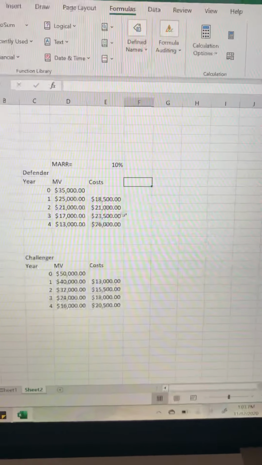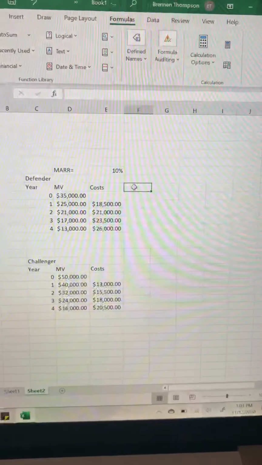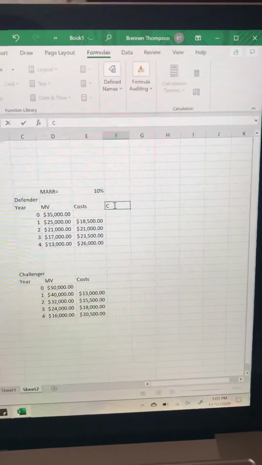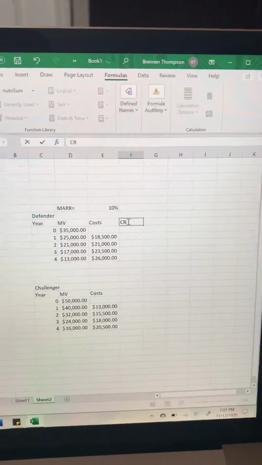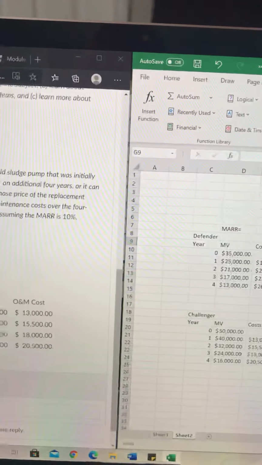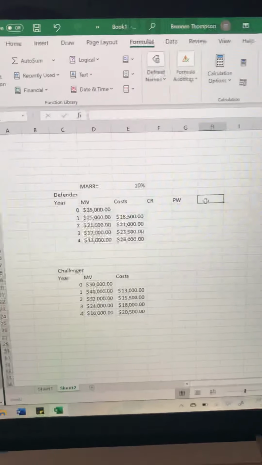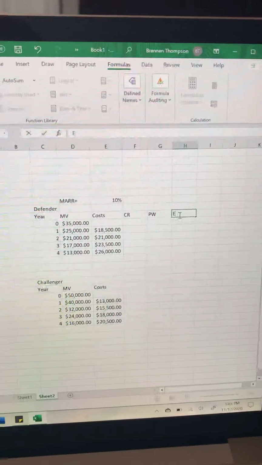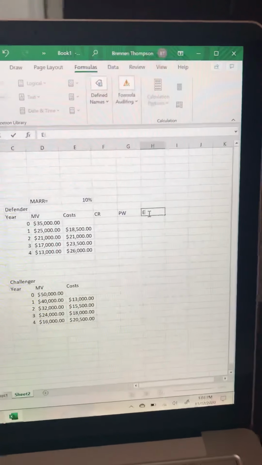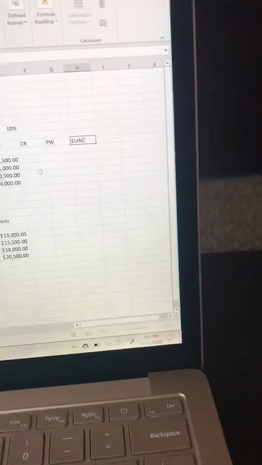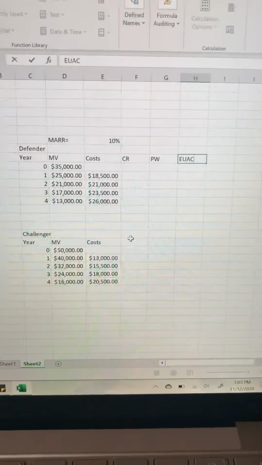So with what we're given right now, we can't do that. We need to find the capital recovery as well as the present worth before we can find the EUAC. And this goes for both the Defender and the Challenger.